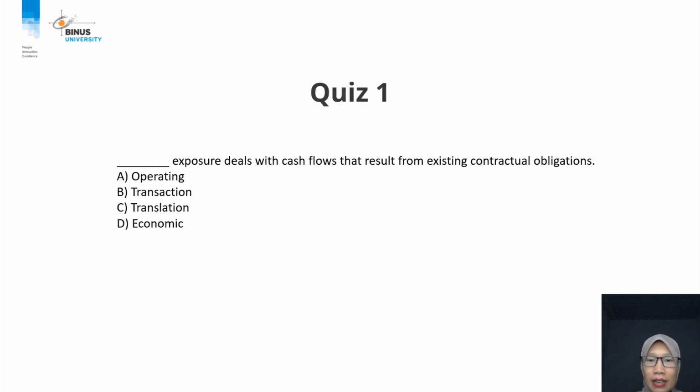So this is the end of the session, and you have two questions to be answered. First, blank exposure deals with cash flows that result from existing contractual obligations. A, operating. B, transaction. C, translation. D, economic.